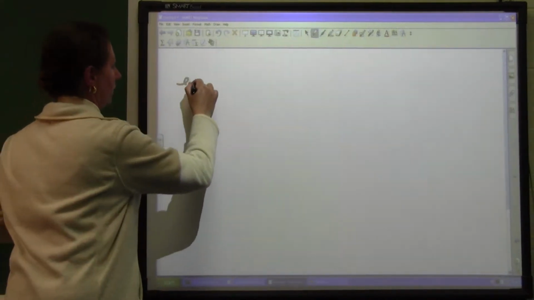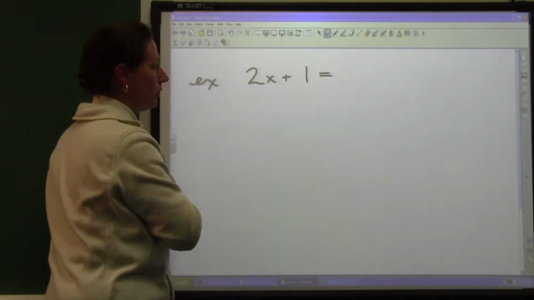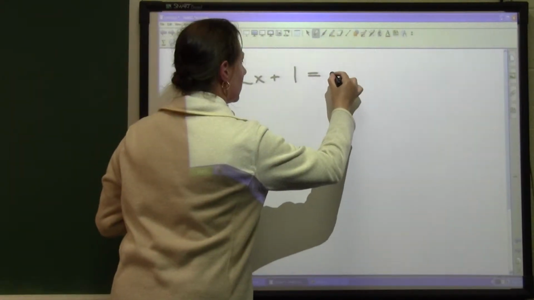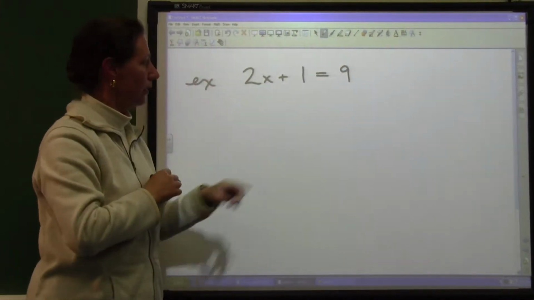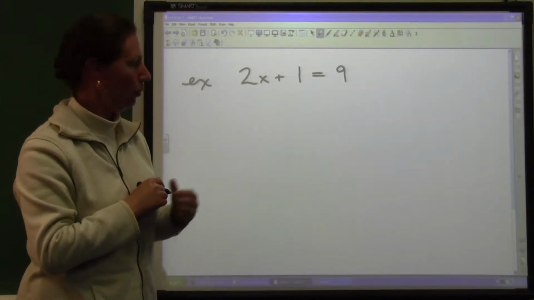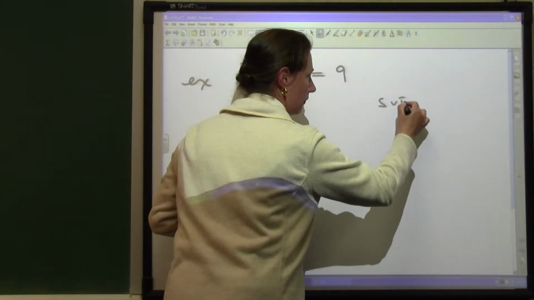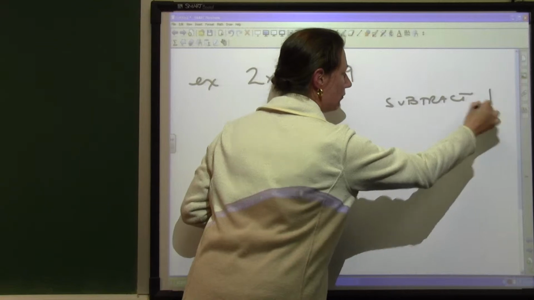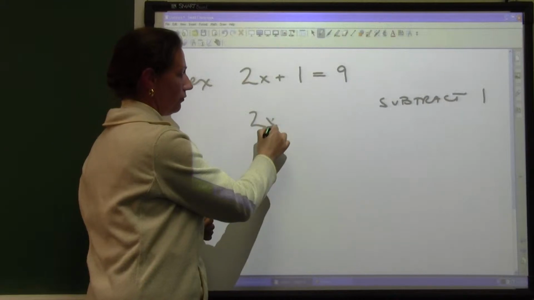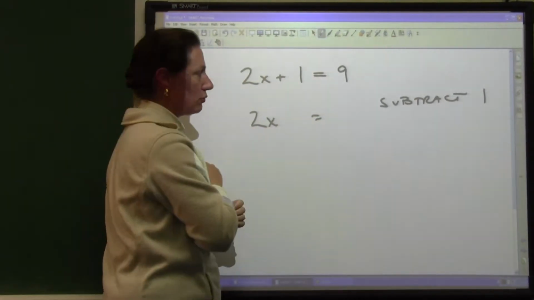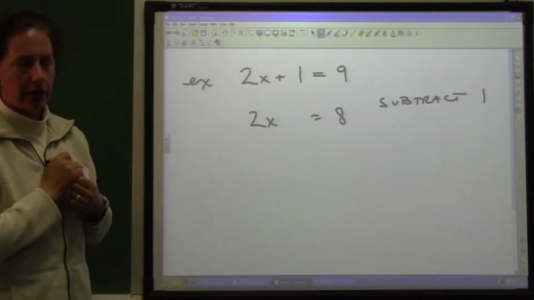Let's take a look at the equation 2x plus 1 equals 9. All right. The first thing we need to undo is that addition of 1 happening to our variable. So to undo the addition of 1, we subtract 1. Where do we subtract 1 from? Both sides. When we subtract 1 from the left side, we're left with just 2x. When we subtract 1 from the right-hand side, we're left with 8. So we've undone that addition of 1.